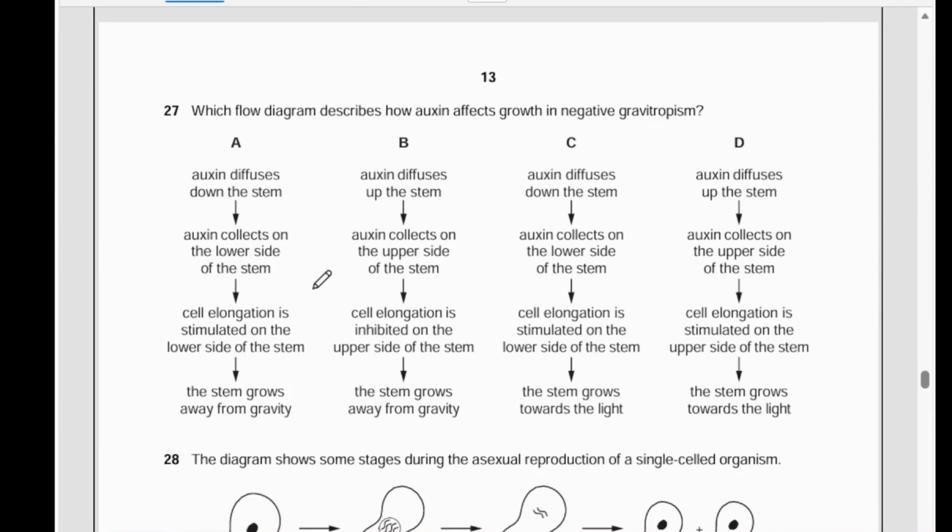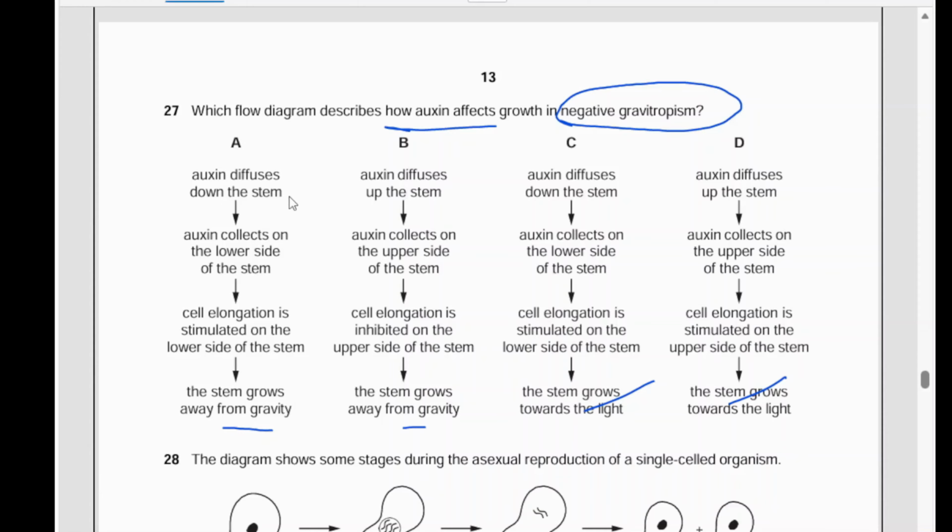Okay, then we have to check the effect of oxygen as a negative gravitropism. Okay, what is gravitropism? The stem grows away from gravity. So it can be A or B. So we are ruling out this. Okay. Let's see what can be the answer.